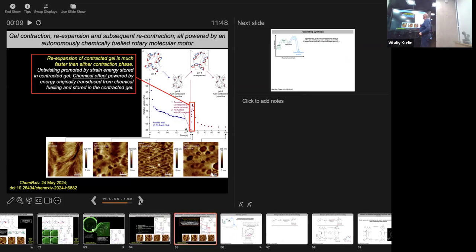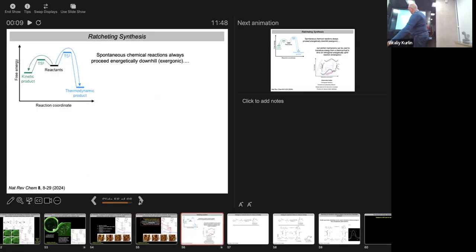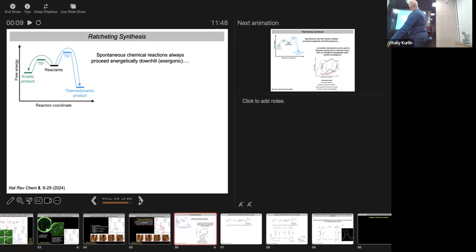They're driving the faster rotation and unwinding of the actual strand. So that's actually a chemical effect that's brought about from the energy that was transduced from the chemical reaction. Okay, I've used up way too much of our time, so I'll skip over this, other than to say that that's not the only way that you can use ratchet mechanisms and chemical fueling.